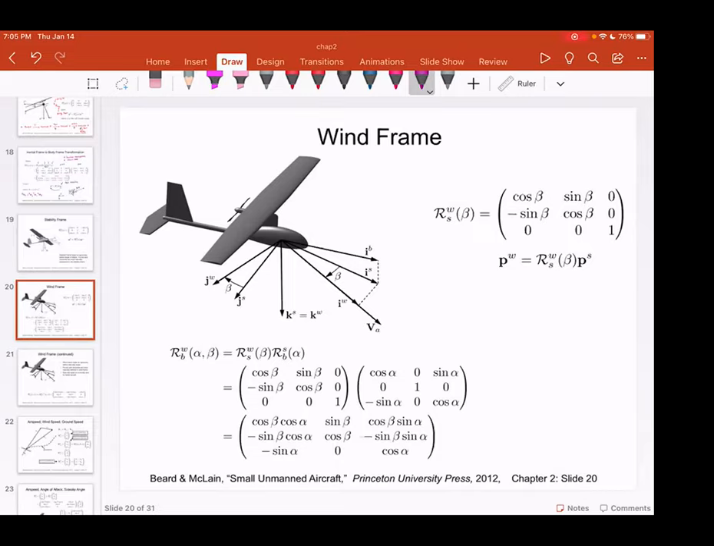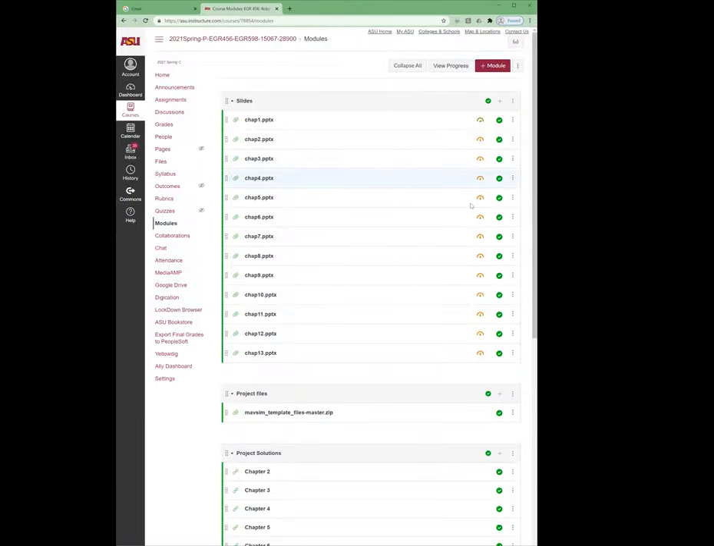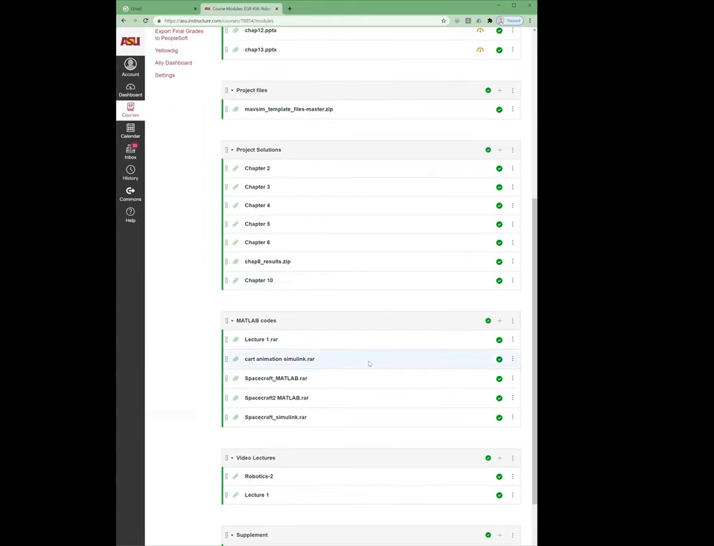Okay, now I need to go to MATLAB. So if you have MATLAB, please start MATLAB. I'm going to show you the satellite problem, and the files for the satellite problem are actually in Canvas. If you go to Canvas, you should be seeing MATLAB codes. Right now, I want you to open spacecraft MATLAB RAR, spacecraft 2 MATLAB RAR, and spacecraft Simulink RAR.